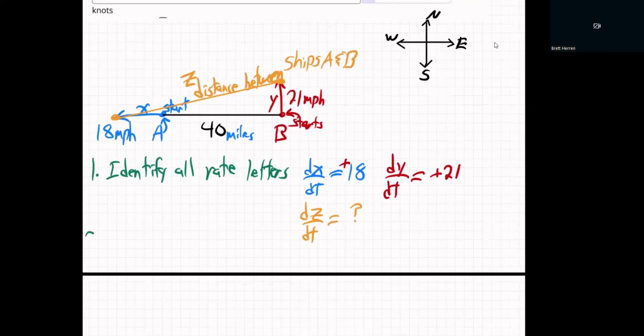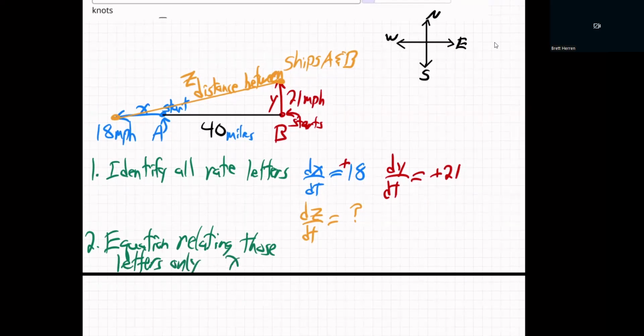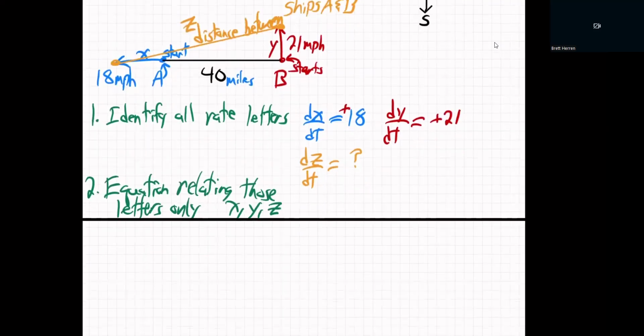So step two, find an equation. How this works, right? Find an equation relating rates, relating those letters only. You can have numbers, but in this case, it's X, Y, and Z. Those letters only and nothing else. No other letters, and you can have numbers. How can we do that? Well, I was gonna say that's really obvious, but it's not quite.